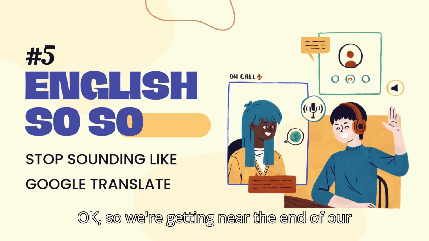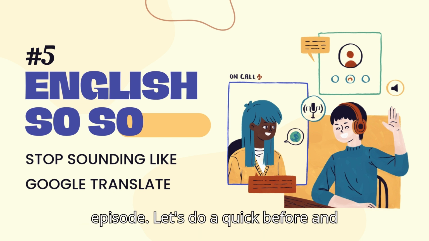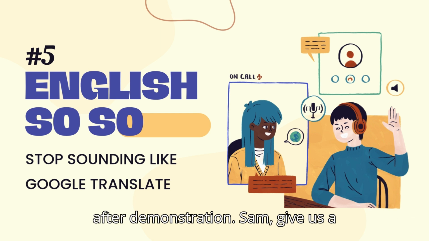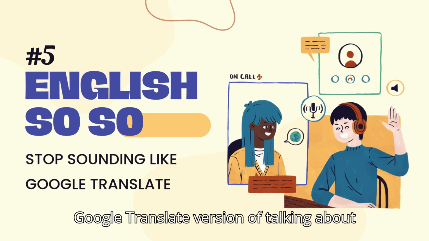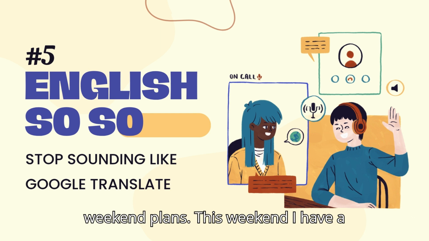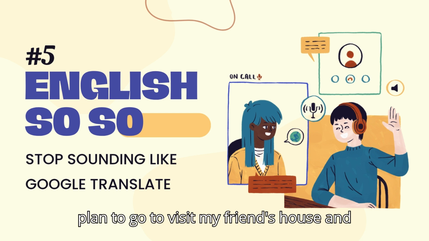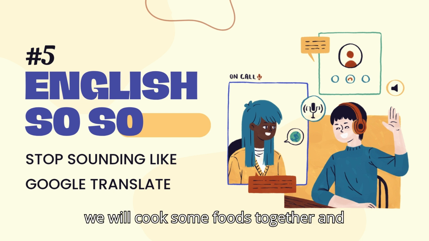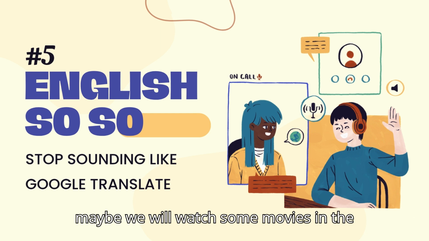Okay, so we're getting near the end of our episode. Let's do a quick before and after demonstration. Sam, give us a Google Translate version of talking about weekend plans. This weekend, I have a plan to go to visit my friend's house, and we will cook some foods together. And maybe we will watch some movies in the evening time.